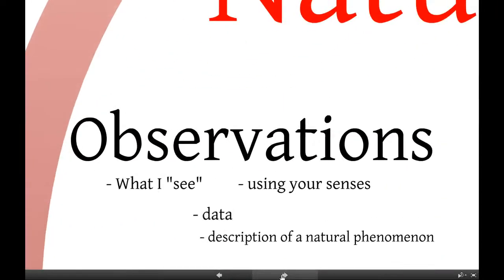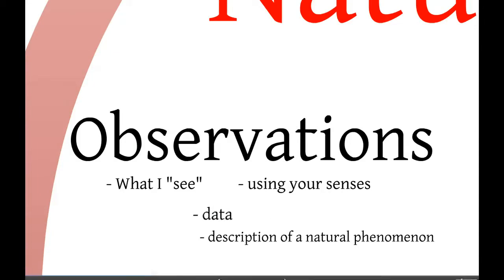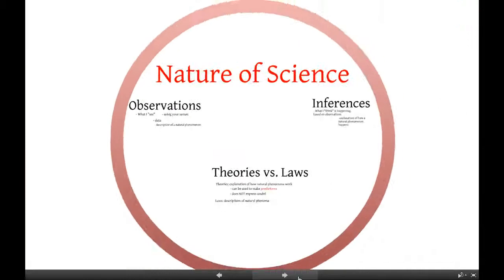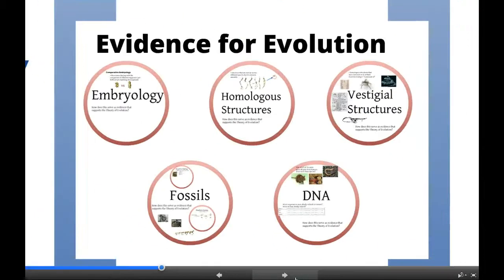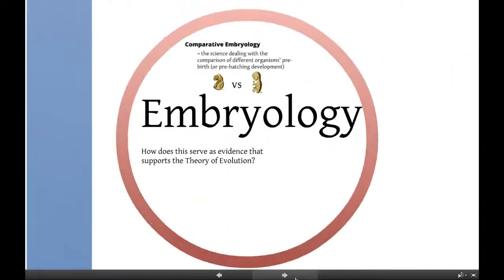And I want to hark back onto the idea of observations and this idea right here of data. So in order to have our theories, we need to have data on which we base those ideas. And so what we need to do now is look at the evidence for evolution. And that's what we're going to do very quickly. Here are 5 major categories of the evidence for evolution: embryology, homologous structures, vestigial structures, fossils, and DNA. And we're going to go through these one by one, talk about what they are, and talk about a couple examples so you understand them.